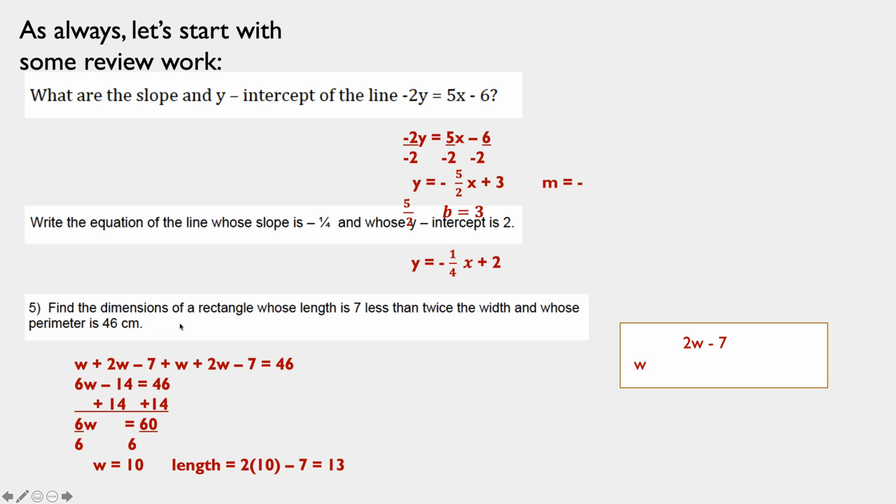Because the question said find the dimensions. A lot of times I'd ask what the area is, just to give you more and more work to do. This is just find the length and the width, and I did that.